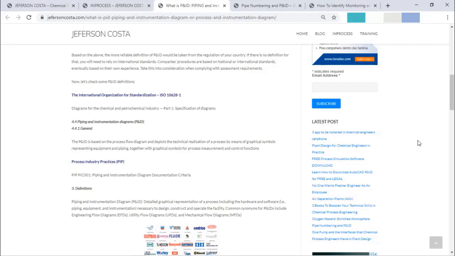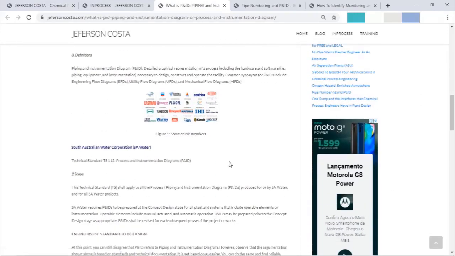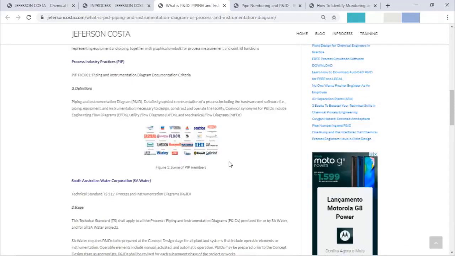There are other standards that discuss P&ID, and some of those are the Process Industry Practices. There are also the South Australian Water Corporation and a very famous international standard for automation. And I recommend you take a look at them to have a better view of the importance of this document for process engineering, plant design, and to get familiar with piping and instrumentation reading.